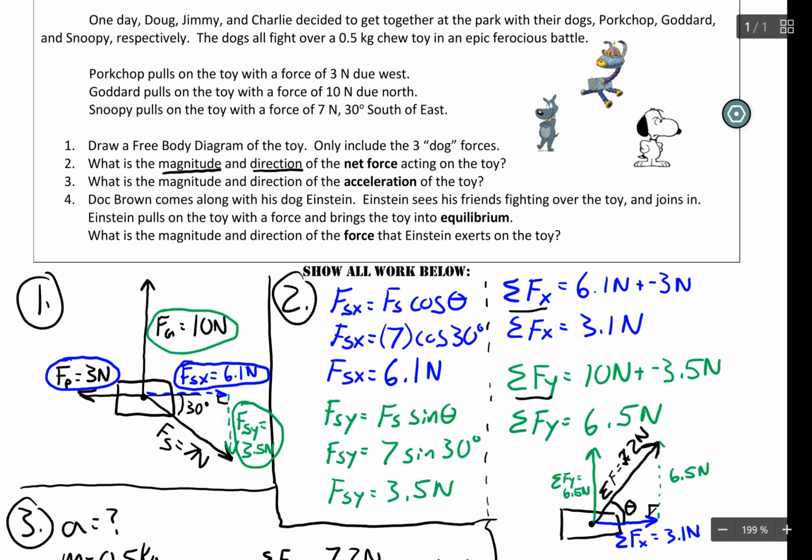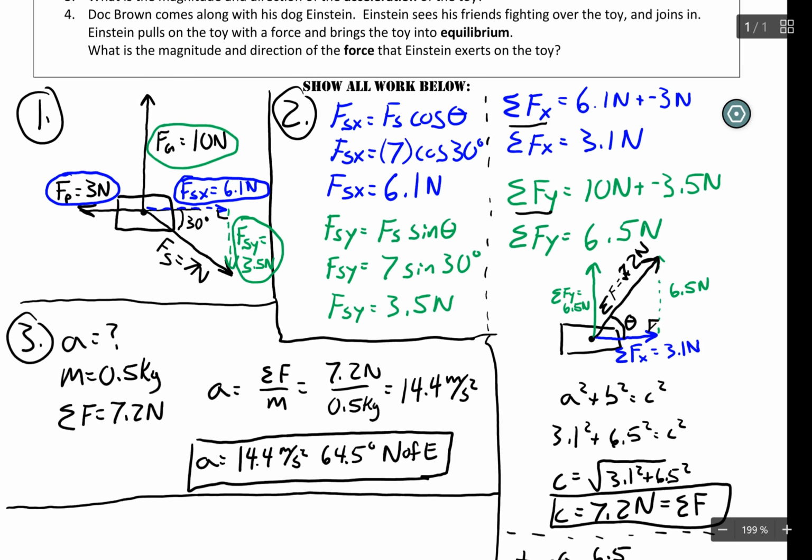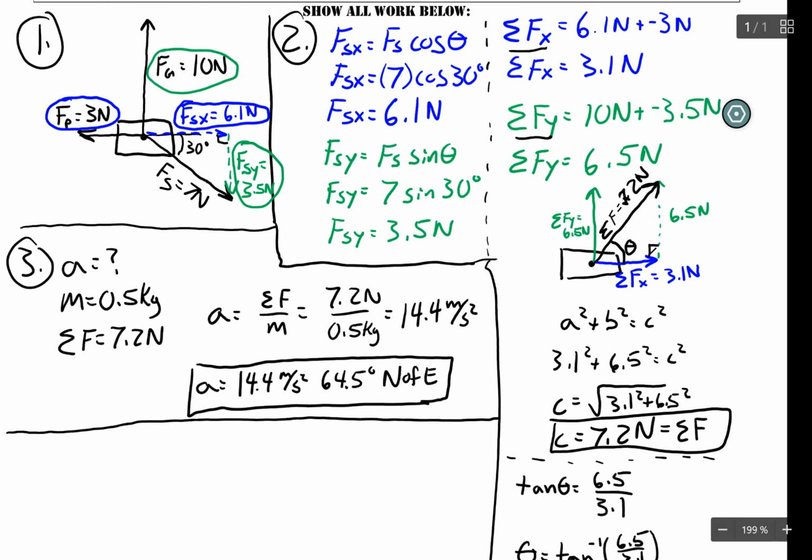So you could look at this first diagram that we drew with all three forces acting on them and say to yourself, okay, can I visualize what force would need to be added to make this balanced? But I don't know why you would look at this diagram when you have this nice diagram we drew with the net force. All of these three forces basically boil down to this one force, 7.2 newtons, 64.5 degrees north of east. That's the net force. This is what you get when you add all three forces together.